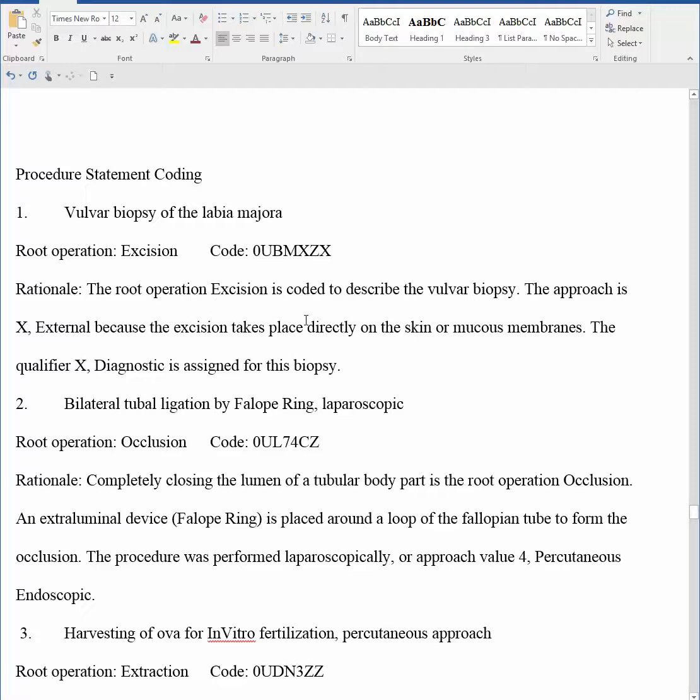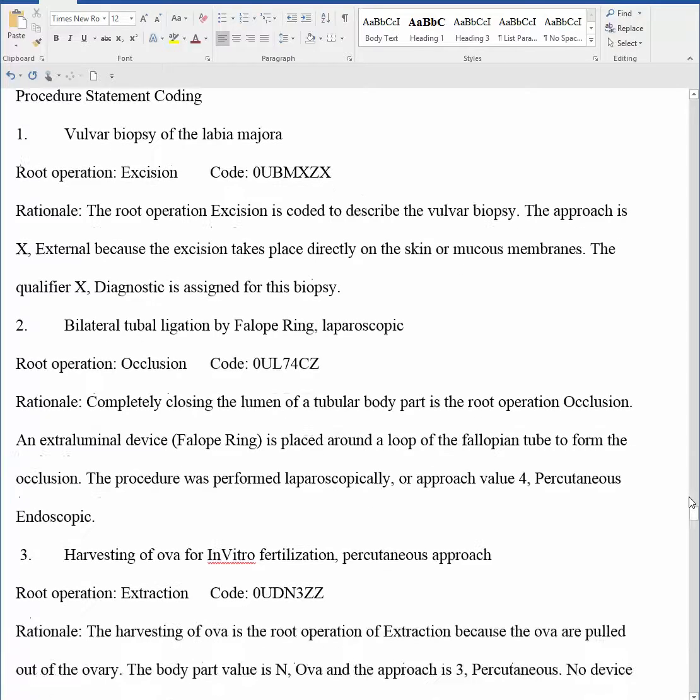The root operation is excision. The approach is X for external. Final code is 0UBMXZX. It is noted as a biopsy, so the last character value is going to reflect diagnostic in nature.